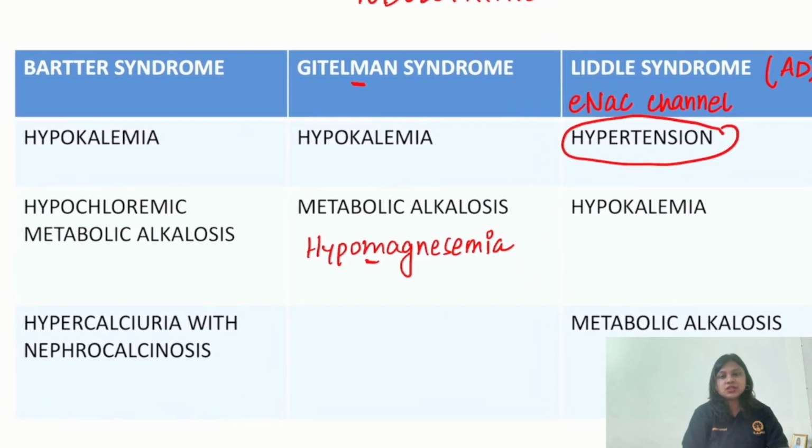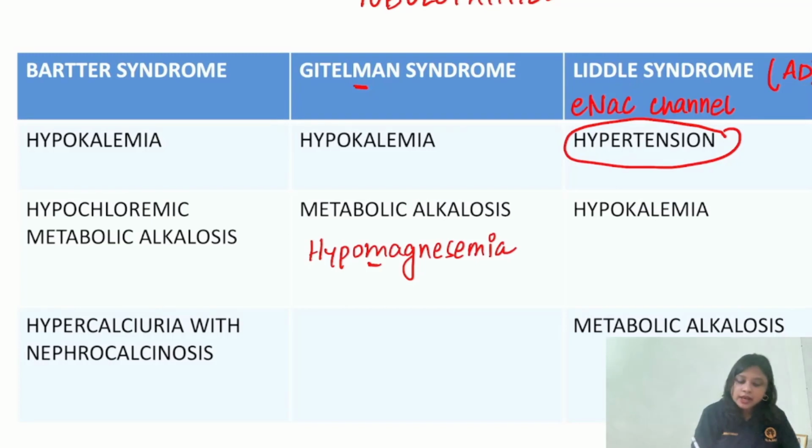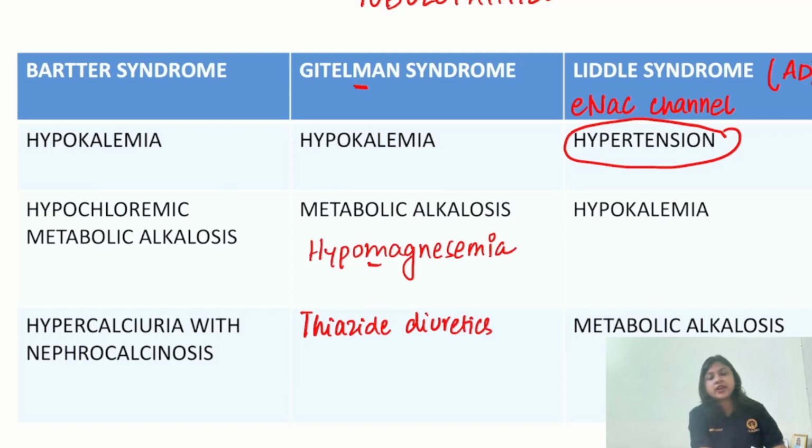Now coming to Gitelman syndrome, it behaves like thiazide diuretics. And we know the site of action of thiazide diuretics is the distal convoluted tubule, right? So the site of action of thiazide is the distal convoluted tubule. And it acts on which transporter? The sodium chloride transporter in the early part of the DCT. So Gitelman syndrome is a loss of function of the sodium chloride transporter in the early part of the DCT.